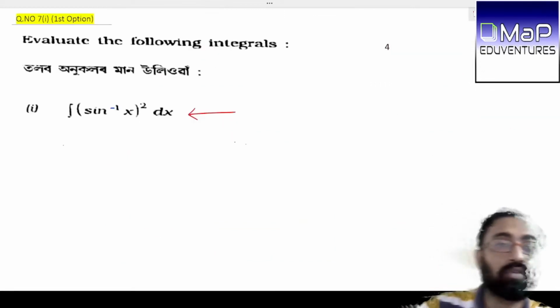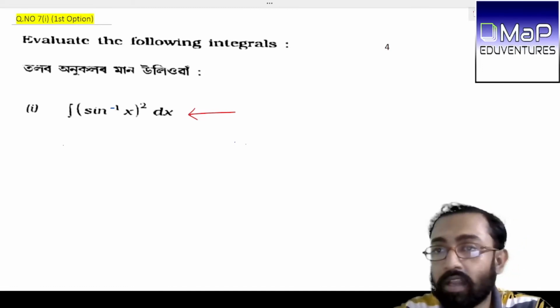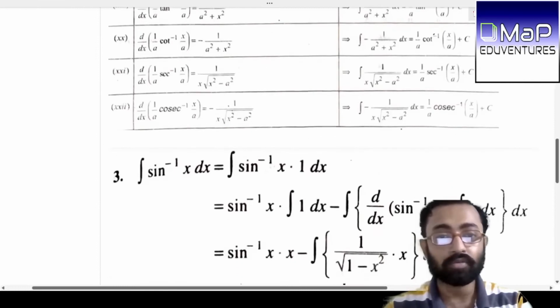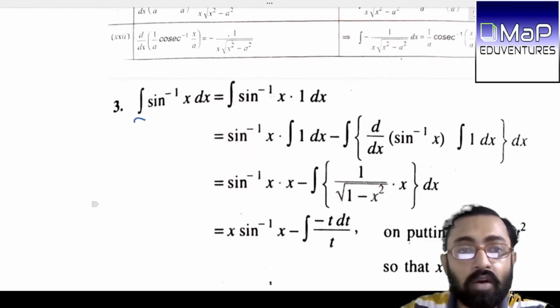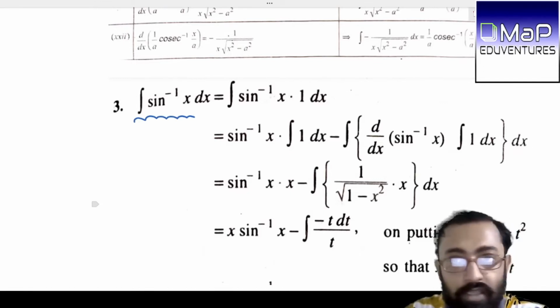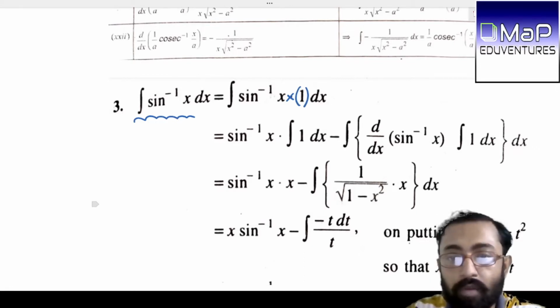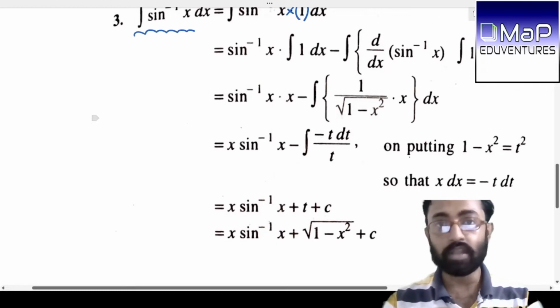All right, now let us go to the first question. Here we are going to integrate sin inverse x. Observe here, integration of sin inverse x we do not know, but if you take the product with 1, then we can go for by parts. So pause the video and try to see how to integrate it using by parts.